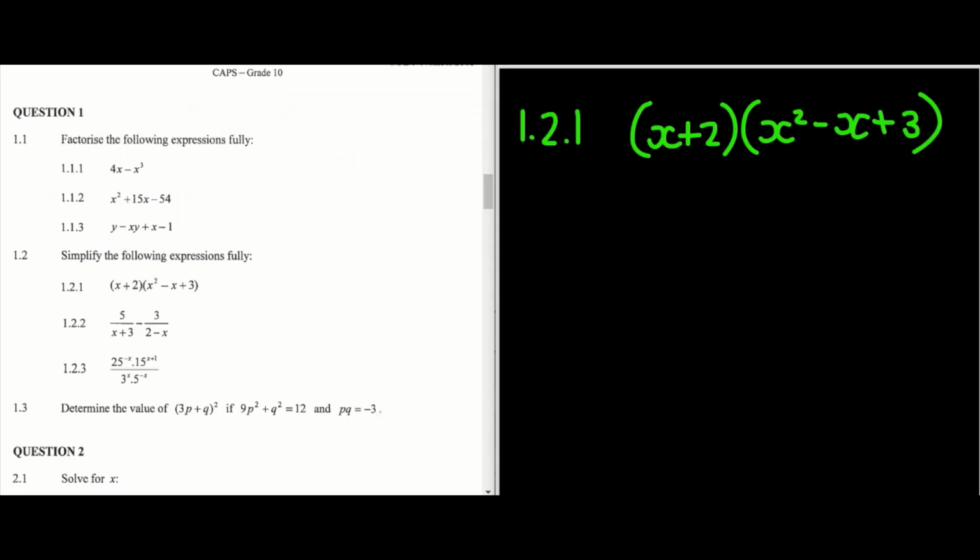Next up in 1.2, we've got some simplifying problems. In most cases, like this one, when we've got these brackets, they tell us to simplify it. The first thing we need to do is expand to get rid of the brackets, and then we can simplify from there. Expanding means we're going to multiply everything in the first bracket by everything in the second bracket.